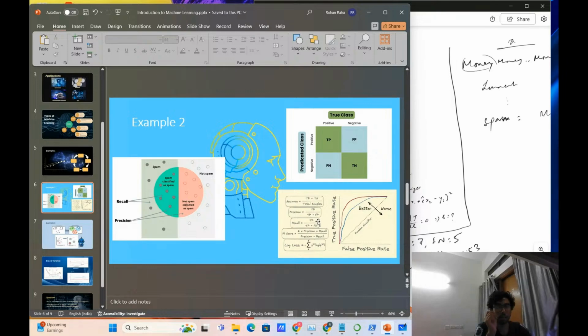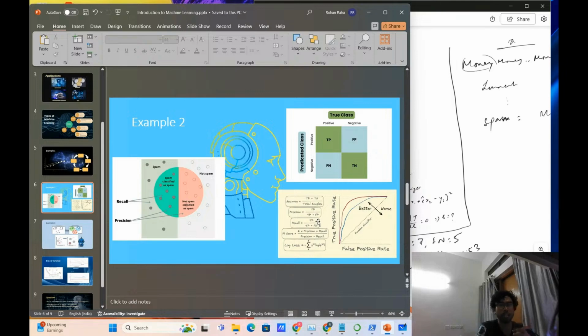So the moral of this thing is that even if you are accurately predicting, let's say your accuracy of the model is 90%, but still you are not capturing all the people who have cancer, that could have a negative effect on those people. So in that case, you'll not look at accuracy, you'll look at recall.